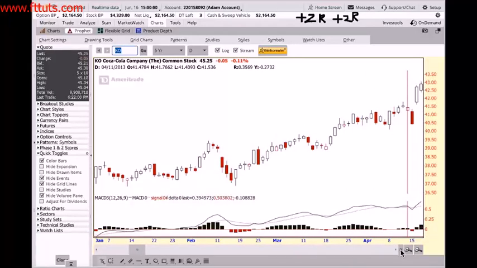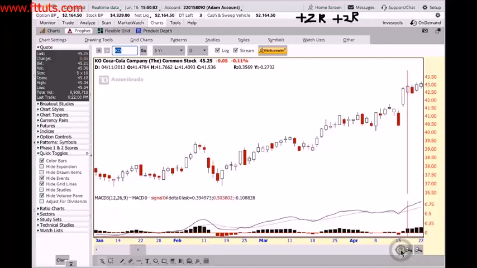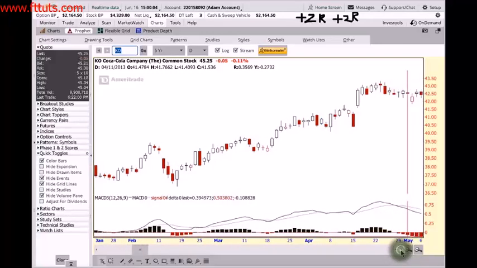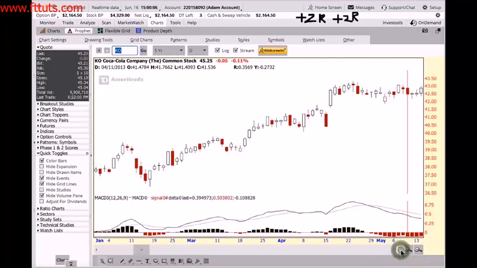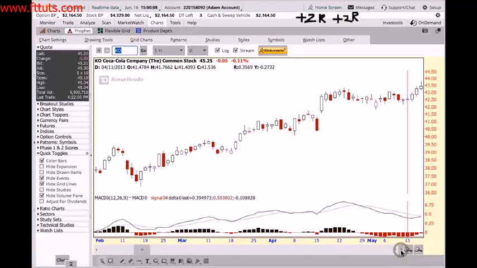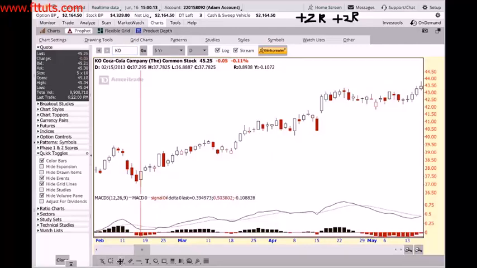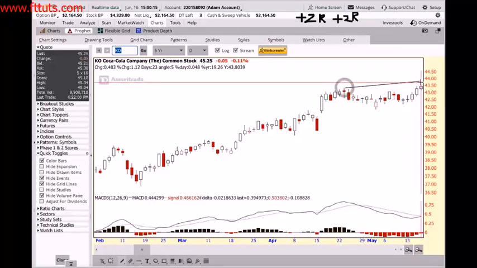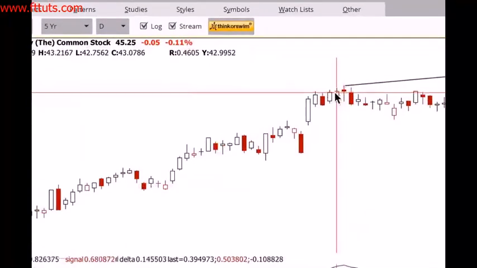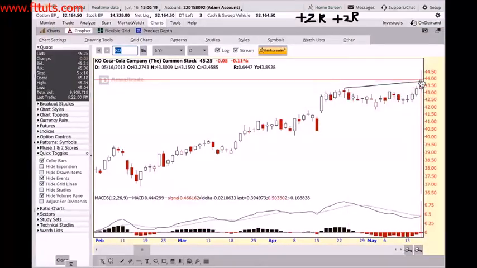Okay, so let's see if I can spot any more patterns going on. Okay, there we have it. All right, so here's a clearer pattern. Price makes higher highs. Okay, so that's a swing high over there.